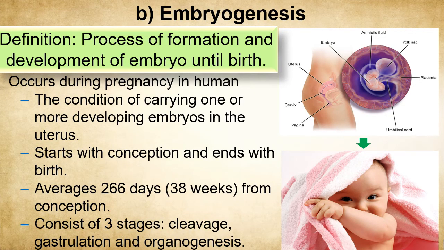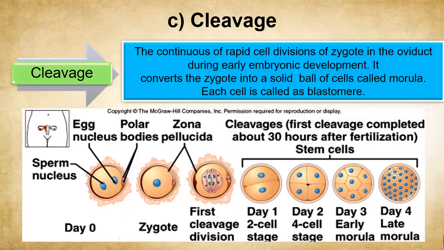Embryogenesis is the process of formation and development of the embryo until birth. The process occurs during pregnancy or gestation. The duration of pregnancy in humans is around 38 weeks, and it can be divided into 3 trimesters, each of about 3 months. Embryogenesis consists of 3 stages, which are cleavage, gastrulation, and organogenesis.